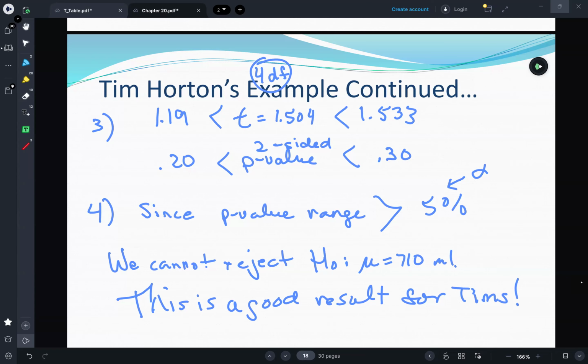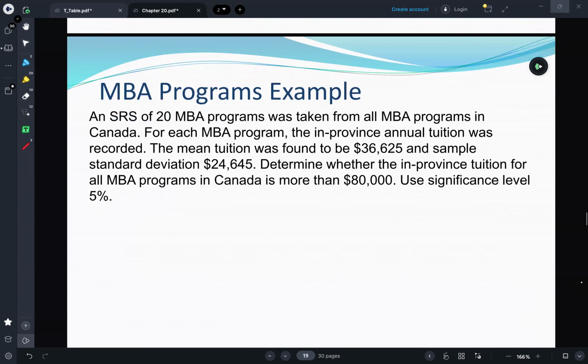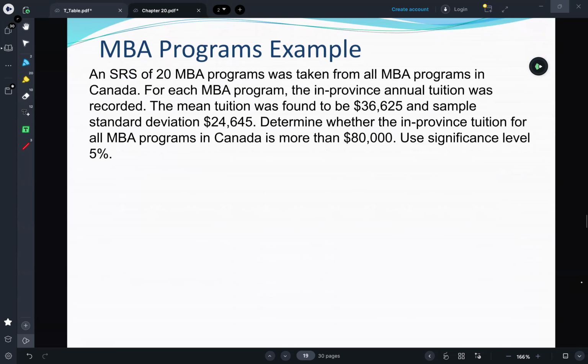We have another one I pulled up, the MBA programs. All right, an SRS of 20 MBA programs was taken. And we have in Canada, for each MBA program, the in-province annual tuition was recorded. The mean tuition was found to be 36,625 and a sample standard deviation of 24,645. Determine whether the in-province tuition for all MBA programs in Canada is more than 80,000. Use a significance level of 5%.